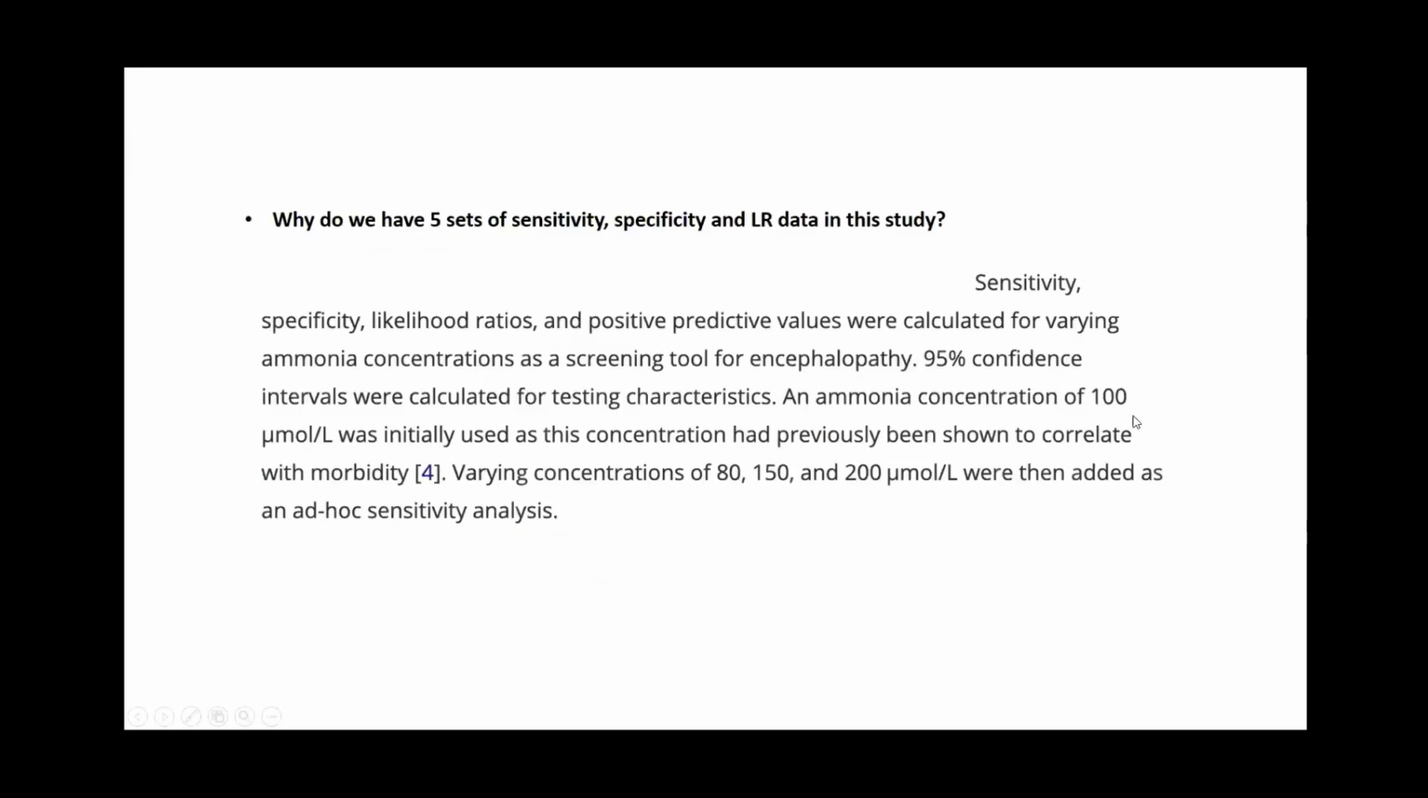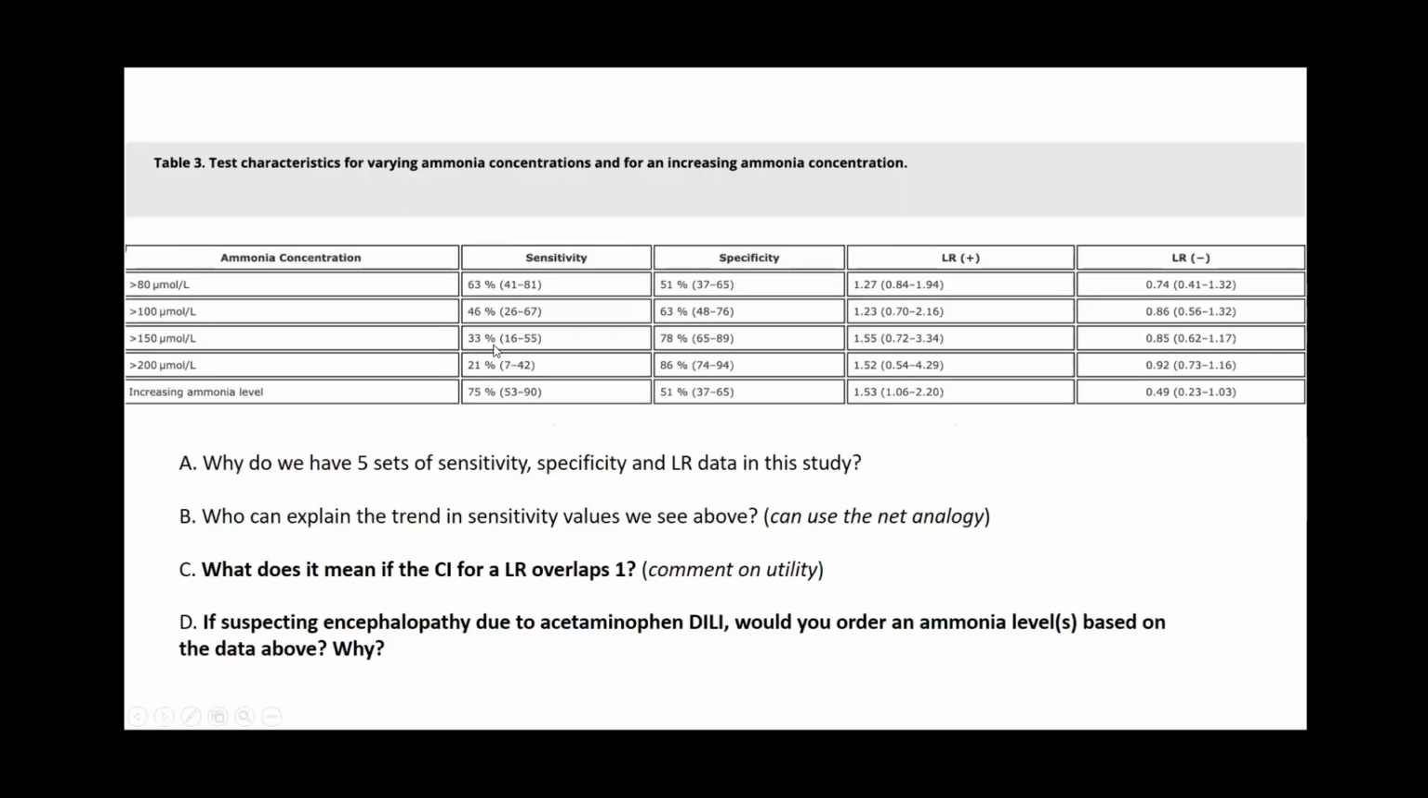Yeah, that's 100% correct. In the methodology of the study, they say that sensitivity, specificity, LRs, and predictive values were calculated for varying ammonia concentrations as a screening tool for encephalopathy. They also did additional ad hoc sensitivity analysis, but that is exactly what's going on here. They presented a summary of all of their data. And they also looked at patients who had an initial ammonia level and then a secondary ammonia level, and whether that increasing ammonia level was diagnostic. They calculated sensitivity, specificity, and likelihood ratios of that specific thing instead of a unique cutoff for ammonia levels.